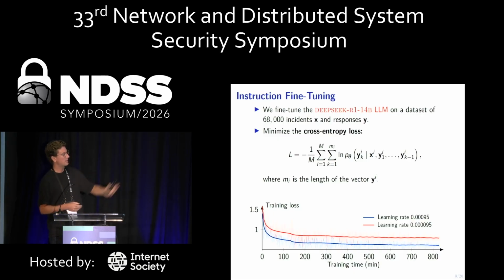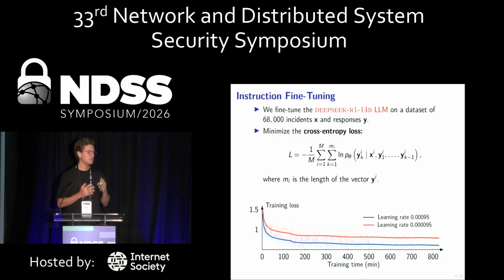And in this figure here, you can see the convergence of the loss during fine-tuning. And what we find is essentially that we can fine-tune this LLM in about 8 hours on a commodity GPU. So it's a very cheap fine-tuning process that I think any organization could be able to do.